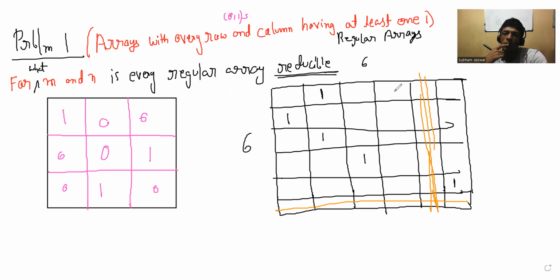Fifth column. No. So it was a regular matrix to begin with. Do you see? We are starting with a regular matrix and we are seeing if we can reduce it. Is it fine? Yes, this is not a regular matrix because I have not completed it yet. So I should complete it first.